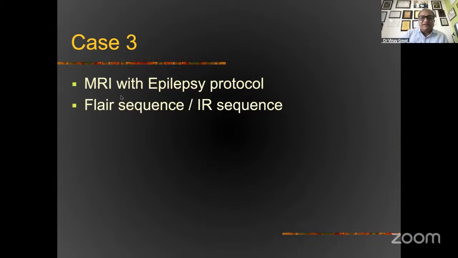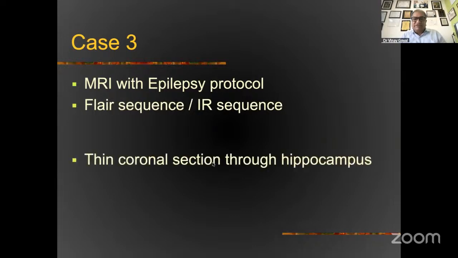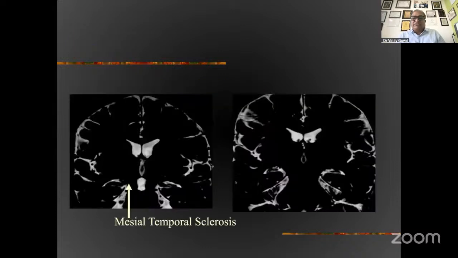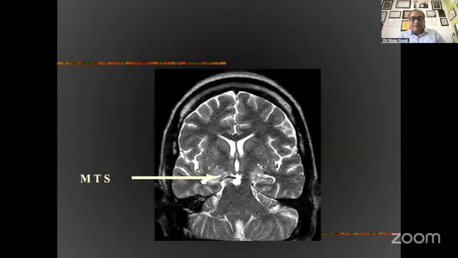If you have suspected this, then you will require a FLAIR sequence or IR sequences. Thin coronal section, look at this. When you look at this, as you could see, this is not a very good slide, but there is an atrophy on the left side as compared to the right side. I think this is a better picture.